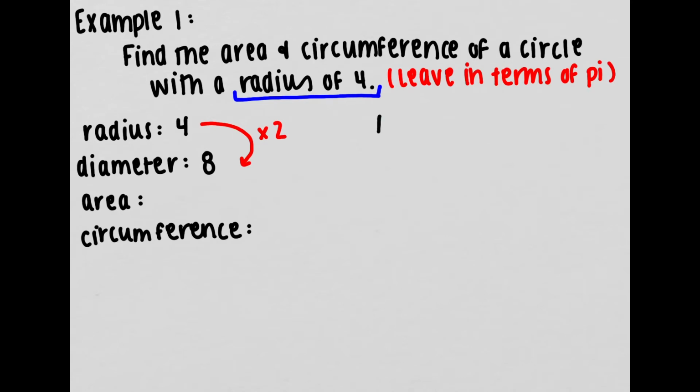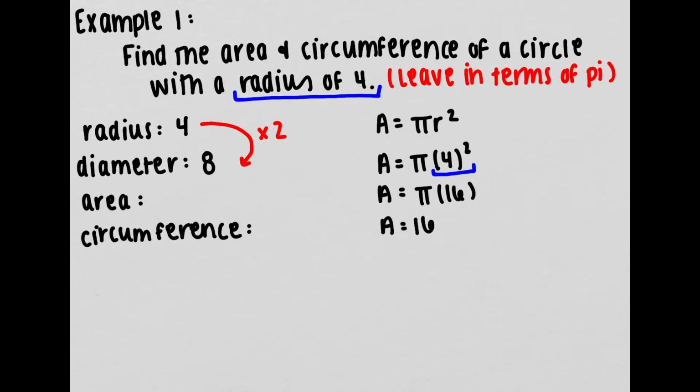Remember that area formula is pi r squared, where that r is the radius. So area is equal to, we don't do anything with the pi. I'm going to replace r with 4, and I have squared. I'm now going to carry out what 4 squared is. Remember, 4 squared is the same thing as 4 times 4. So I have pi times 16. And I'm just going to rewrite this. So now I know my area is 16 pi. I just found that out. I'm going to fill it out on the left side.